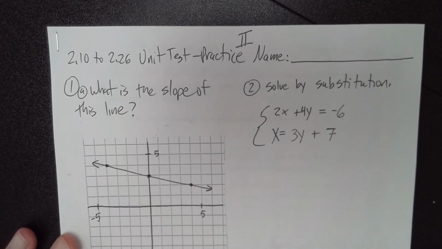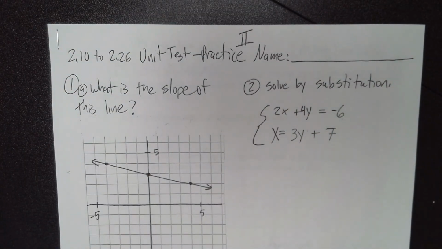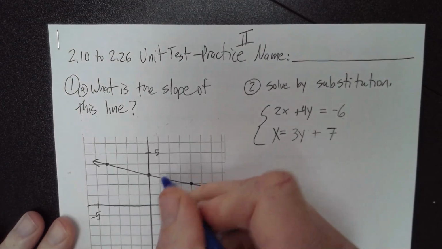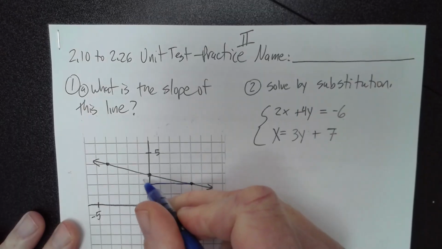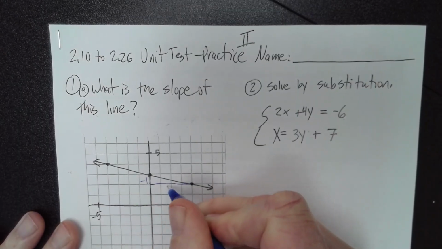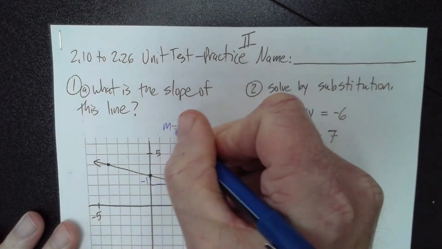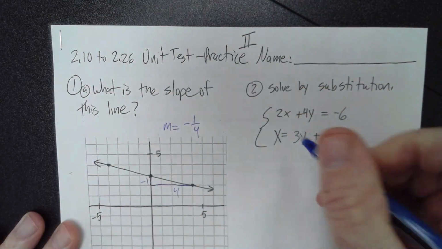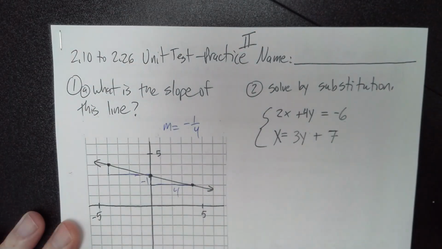Alright, here's the video for the second practice test for these sections out of Unit 2. Slope. Count the boxes. Down and over. So it's down 1, that's negative 1. 1, 2, 3, 4. So the slope is negative 1/4. Again, down 1 over 4. So it all matches up.